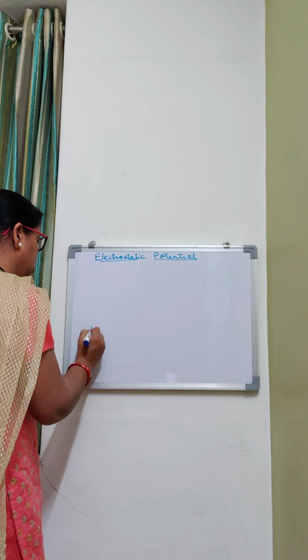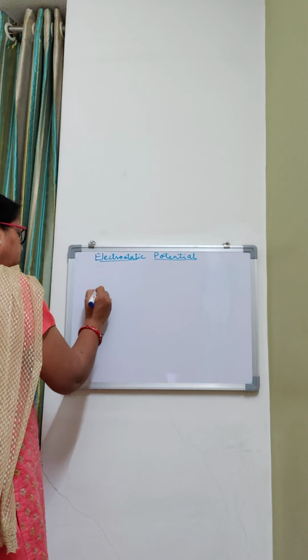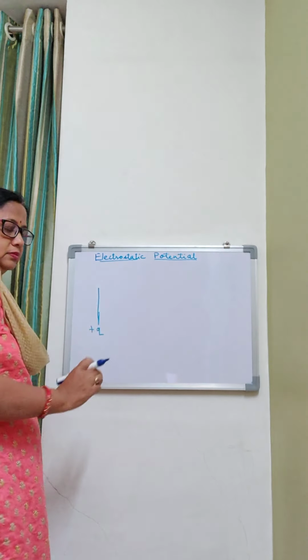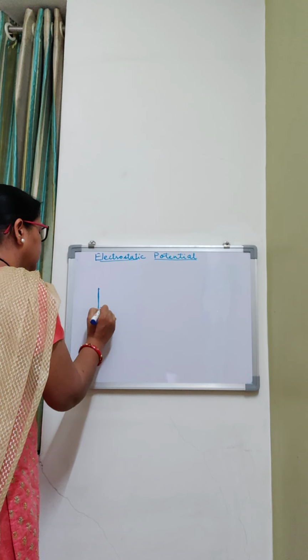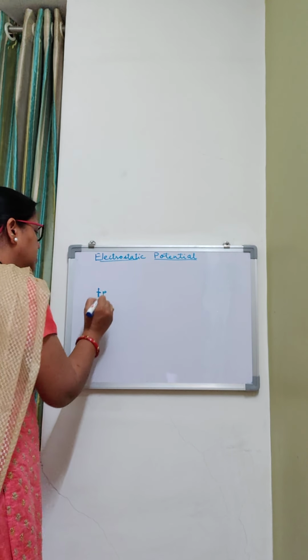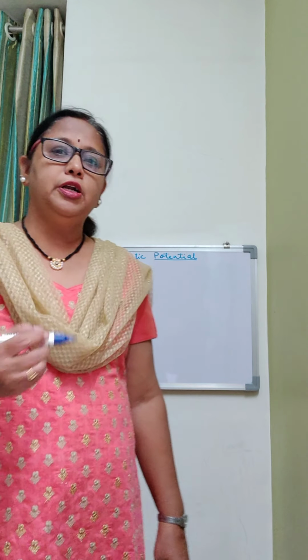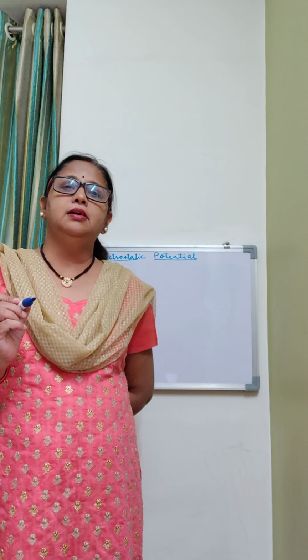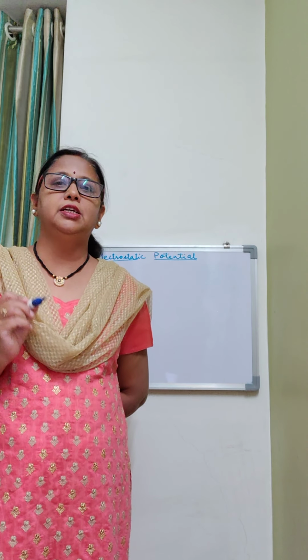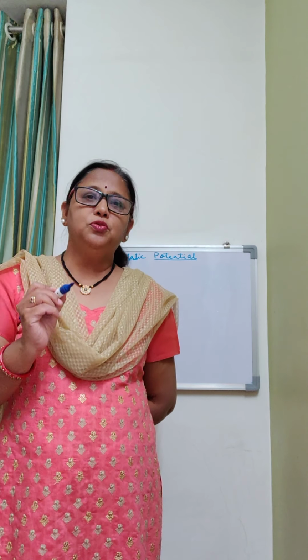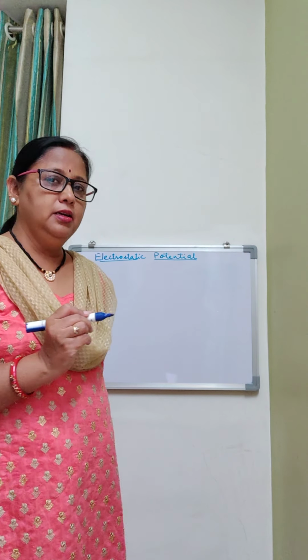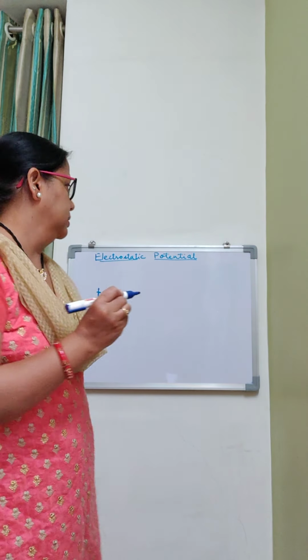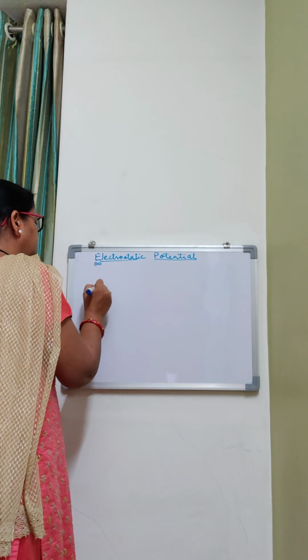Here there is a source charge plus Q. Consider a point P where we have to find the electrostatic potential. So according to the definition of electrostatic potential, it is the amount of work done to bring a unit positive charge from infinity to a given point. So to find the work done, consider a unit positive charge or test charge, and we are bringing it from infinity to this point.